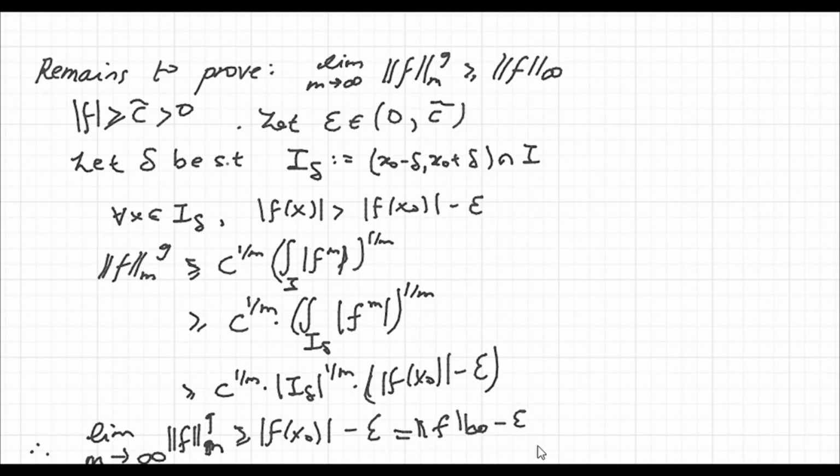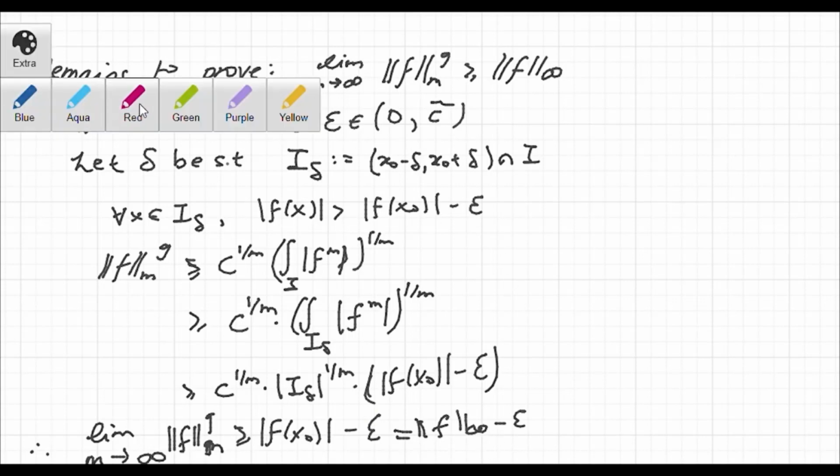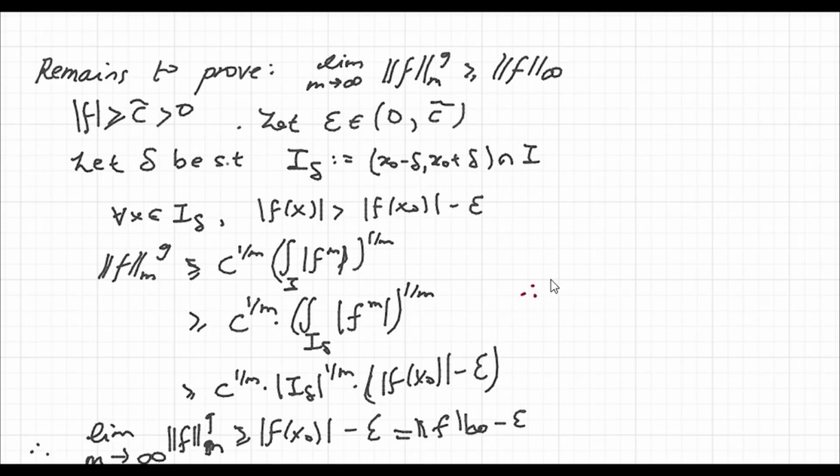But of course, this epsilon we're free to choose in this interval here, 0 c tilde, so we can make it arbitrarily small, make it as close to 0 as we possibly can. And because this is true for all epsilon, it must follow that it's true for every single epsilon, and therefore it must be that this thing here is bigger than this thing here. So I'll just put that over here. Therefore, the limit as m goes to infinity of this guy here must be bigger than or equal to the sup norm of f.